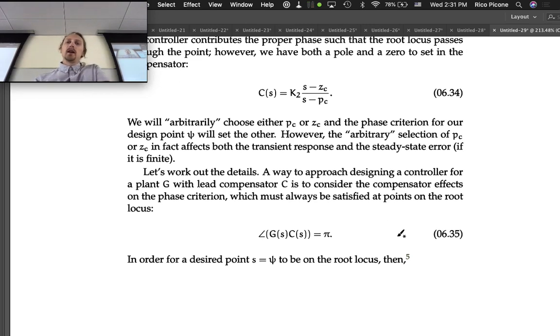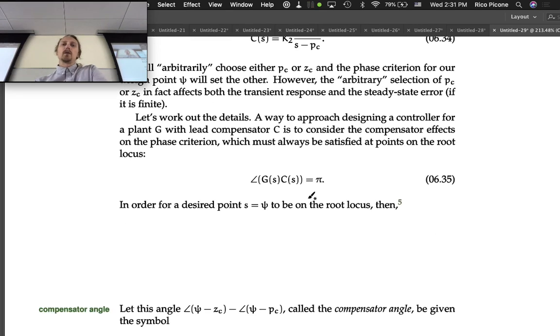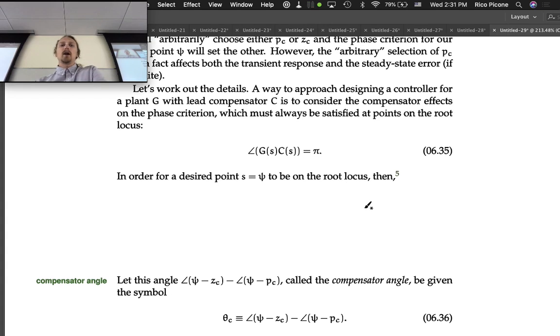A way to approach designing a controller for a plant G with lead compensator C is to consider the compensator effects on the phase criterion, which must always be satisfied at points on the root locus. So we know that the phase of the plant multiplying the controller has to be equal to pi in order for a desired point s to be on the root locus.